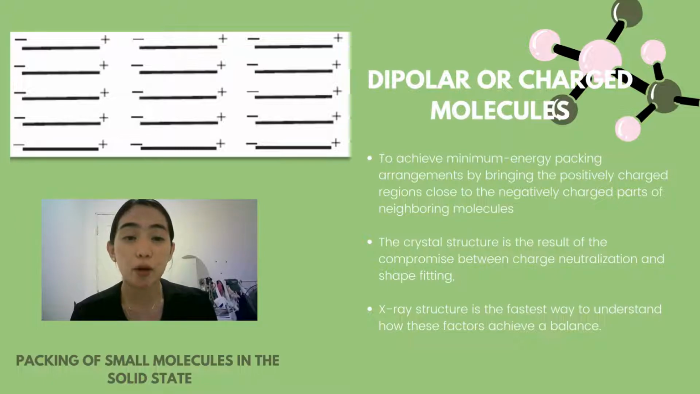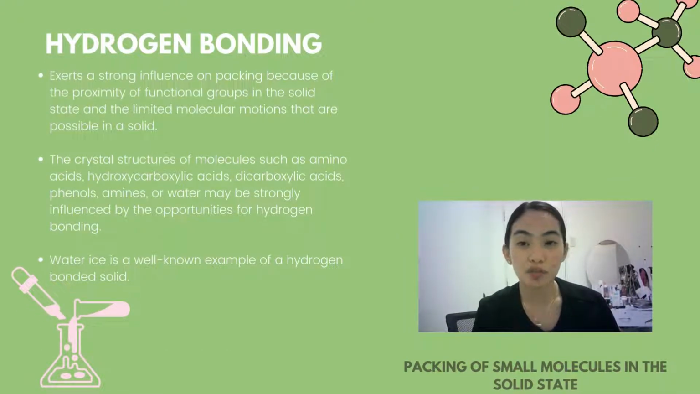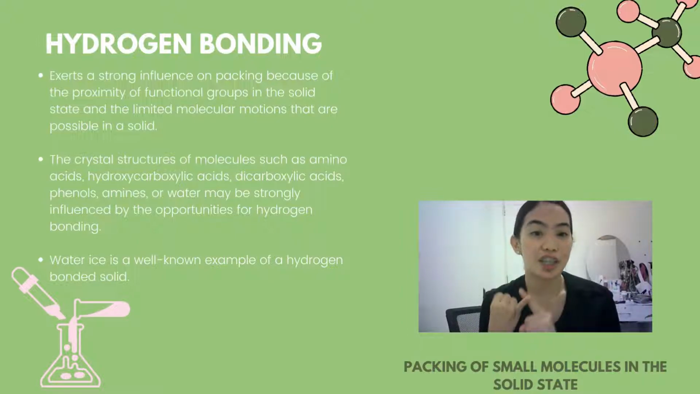Here, in dipolar or charged molecules, X-ray structure is also the fastest way to understand how these factors achieve a balance. We already have discussed the first two factors that affect the packing of small molecules in a solid state, which are number one, shape fitting, and second, dipolar or charged molecules. Now, let us proceed to the third and the last one, which is hydrogen bonding.